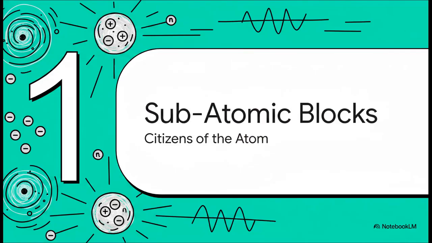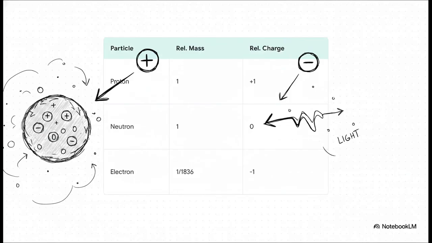Let's get to it. Starting right off with Section 1, subatomic building blocks, the citizens of our atomic city. Take a look at the hard data here. You've got your protons, neutrons, and electrons, but notice how the electron is just incredibly unique compared to the others? The proton brings a positive charge, the neutron is completely neutral, and the electron carries a negative charge. But look closely at that relative mass column. While the proton and neutron both have a relative mass of roughly 1, the electron is just a tiny fraction. It's literally 1,836 times lighter than a proton. I mean, that is almost zero mass. It's essentially this nearly weightless little speck of pure electric charge just zipping around a really dense, heavy center.